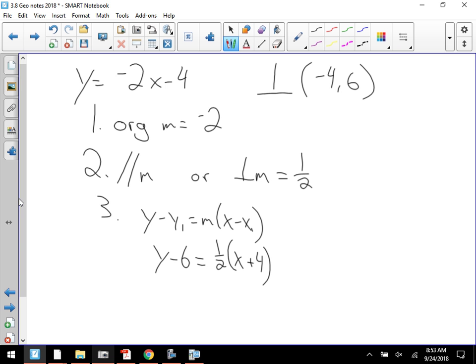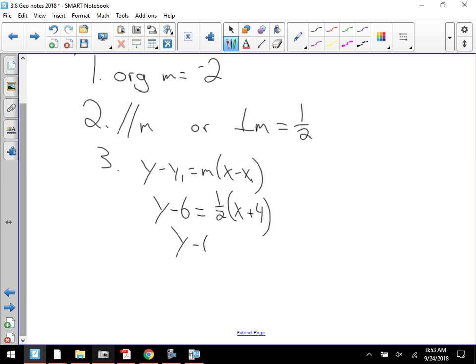So distribute out and solve for y. So what's half of 4? And then add 6. Sorry about that 8 there. It's that fast. It's the same thing over and over. Okay.